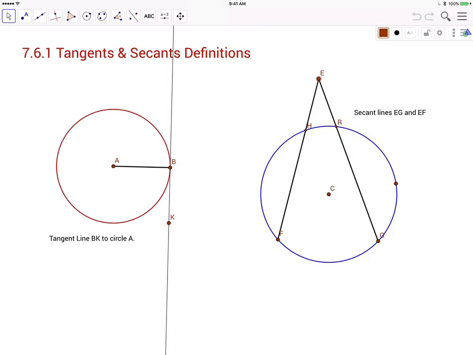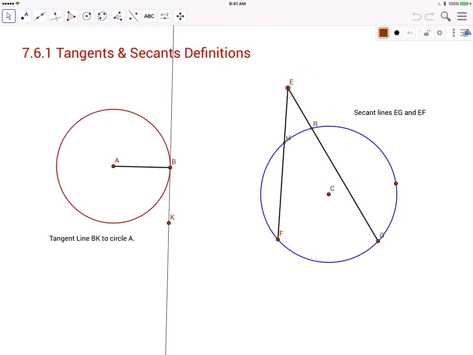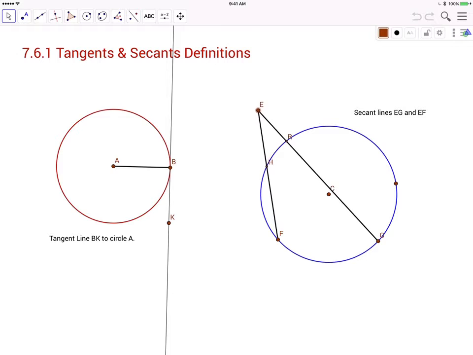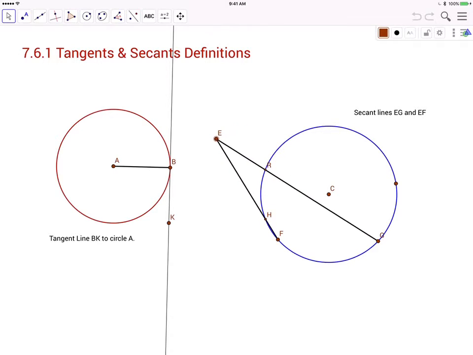One thing that happens is if you let H approach F, see how it's going around the circle? And it's going close to F. Look what almost happens. E down to H down to F almost becomes a tangent line. And that'll be important later on as we start to ask how long some of these pieces are and how do we find that out.